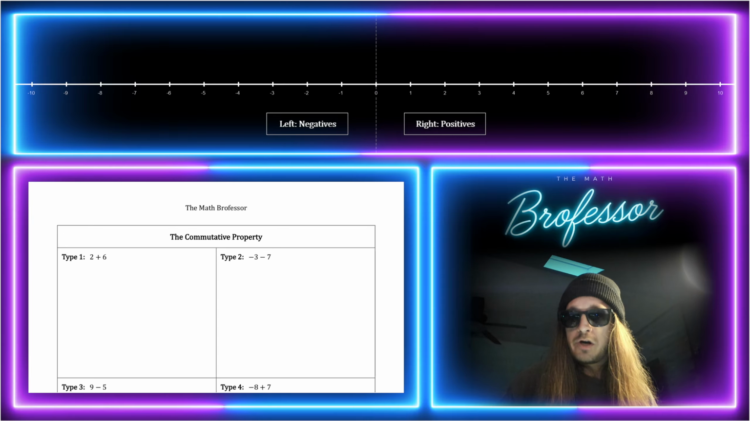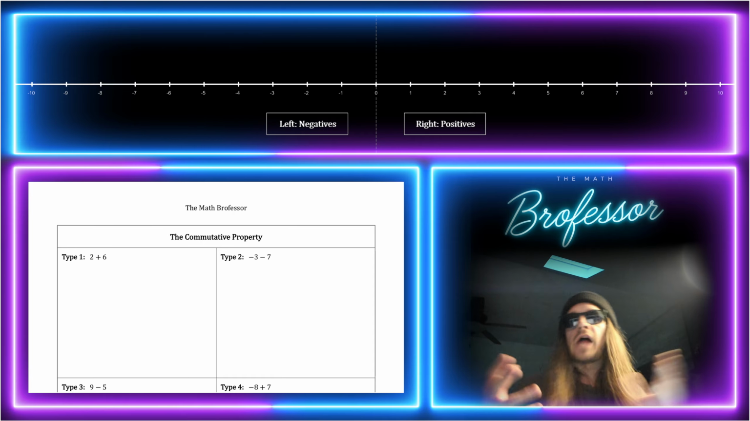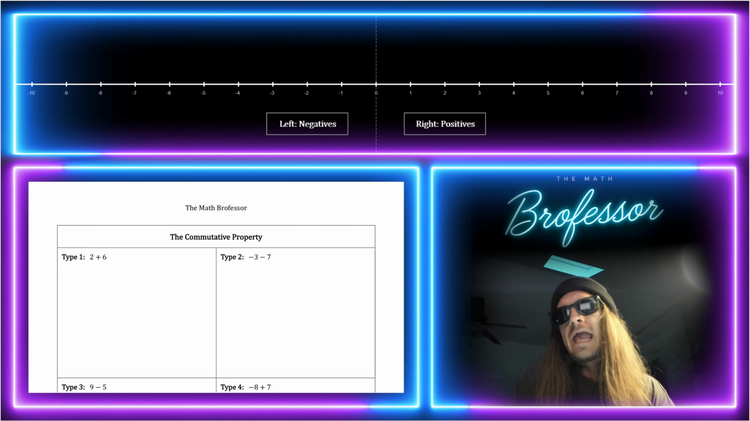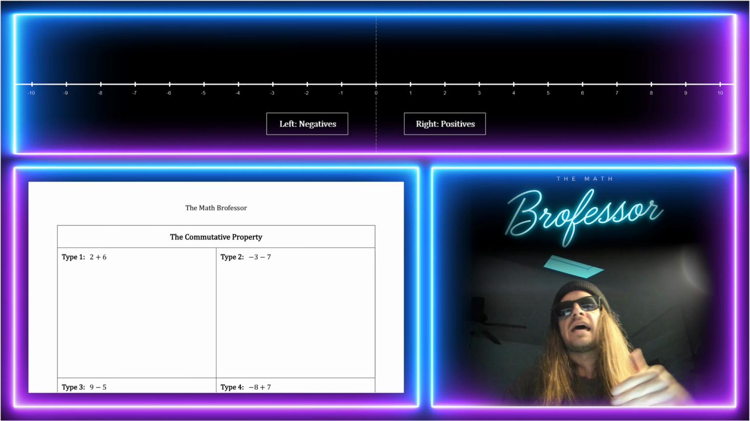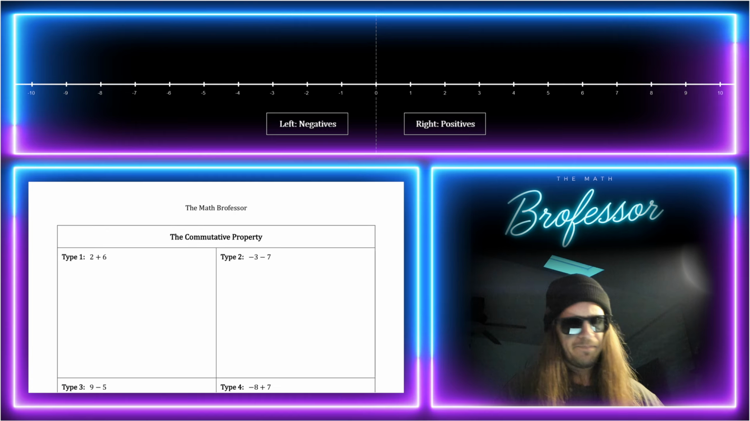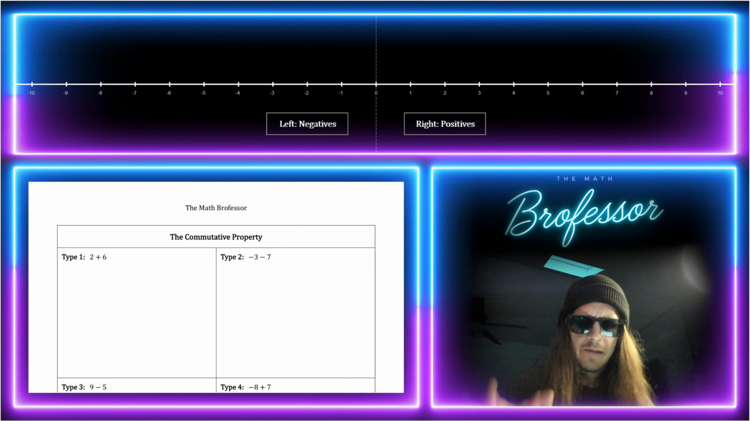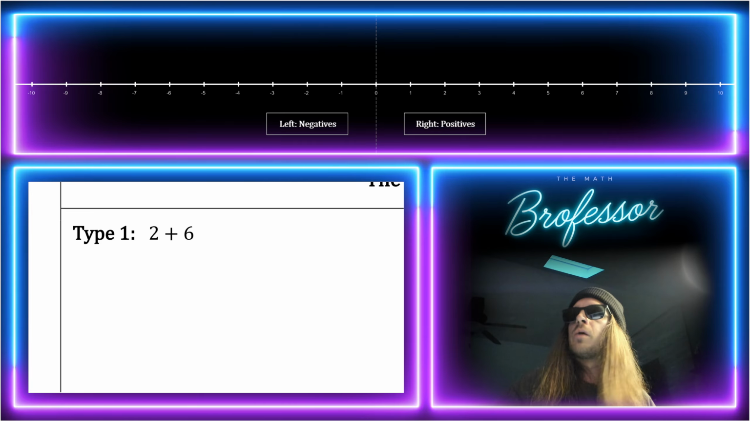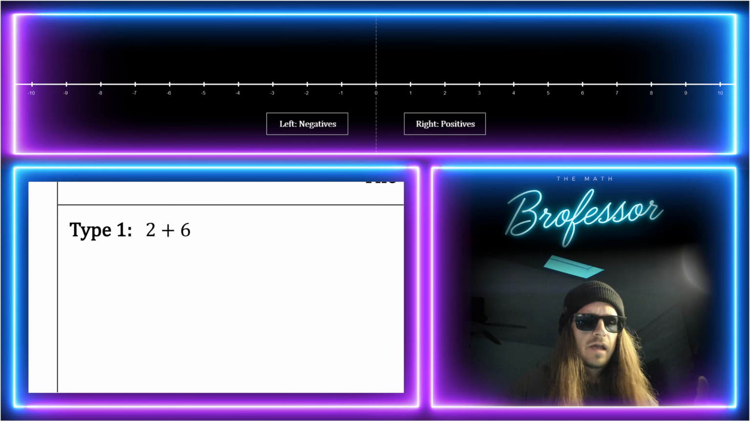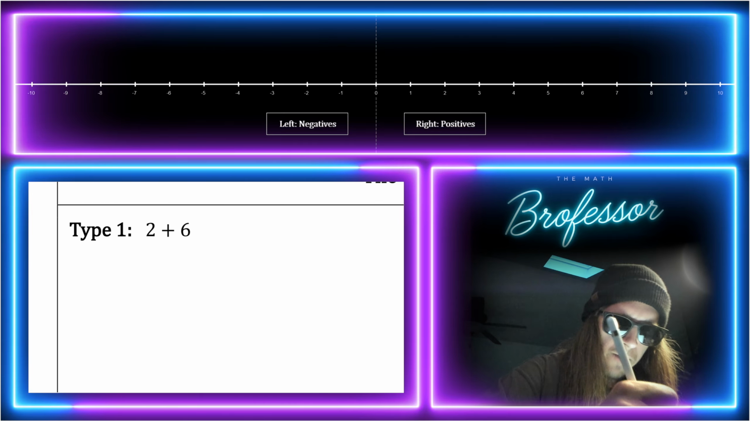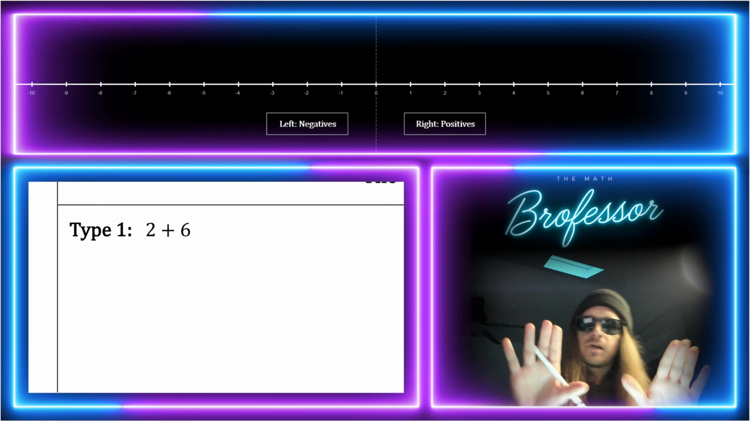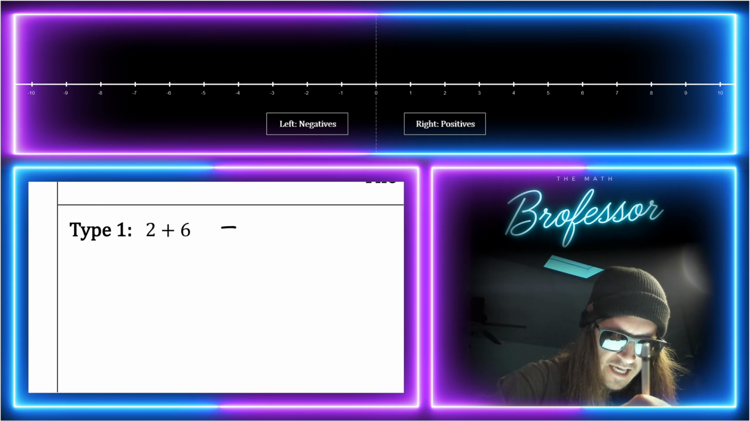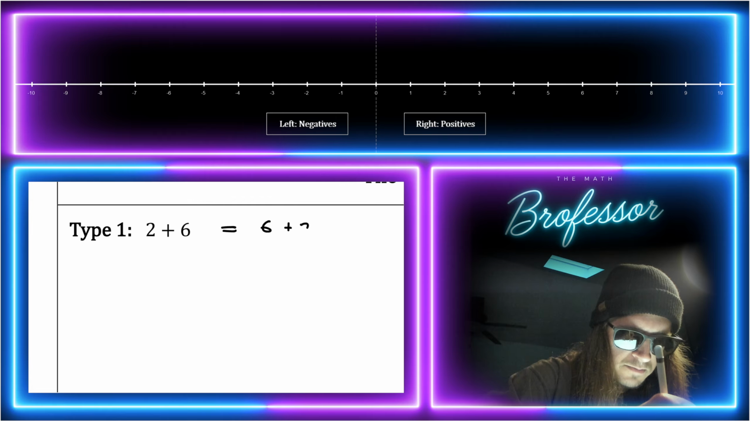There is no commutative property of subtraction. Subtraction doesn't commute, but that doesn't mean that the commutative property can't be applied to problems that have subtraction in them. You just have to do it right, and I'm going to show you how to do it right. We're going to start with a type 1 problem where you start on the right and you move right. So 2 plus 6, but the commutative property here says that you can switch the places of these numbers. So 2 plus 6 is the same thing as 6 plus 2. Those are the same things.